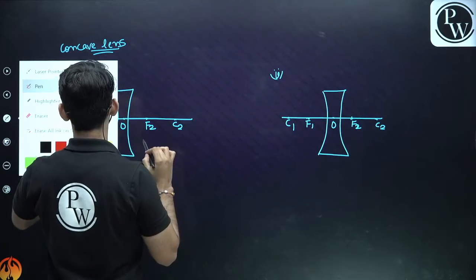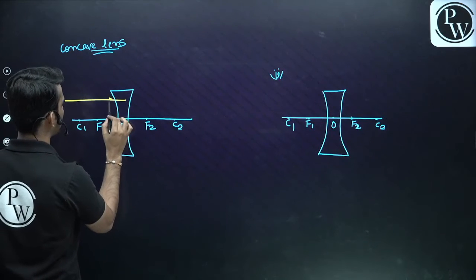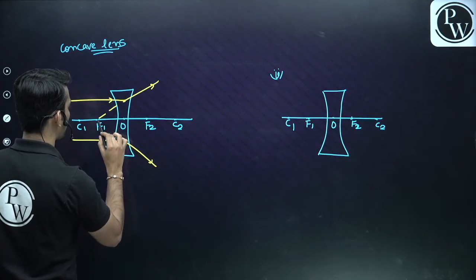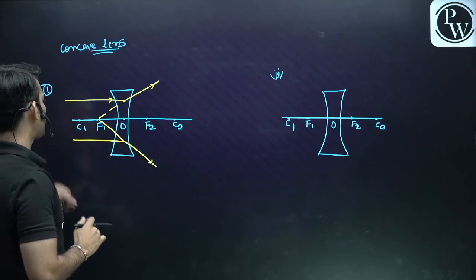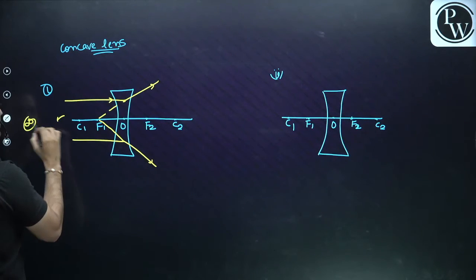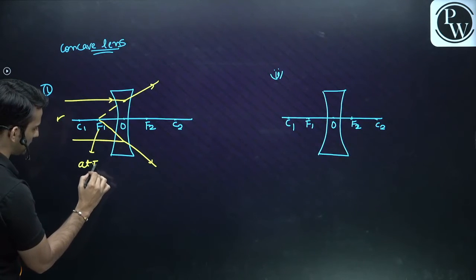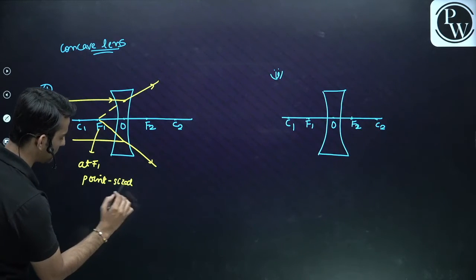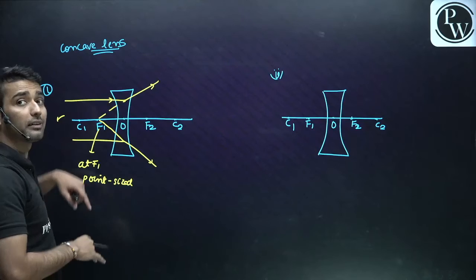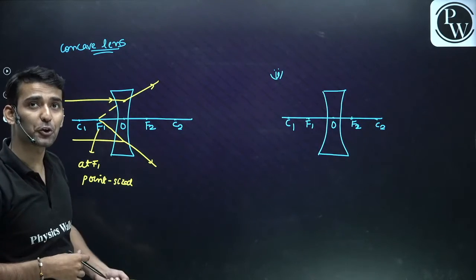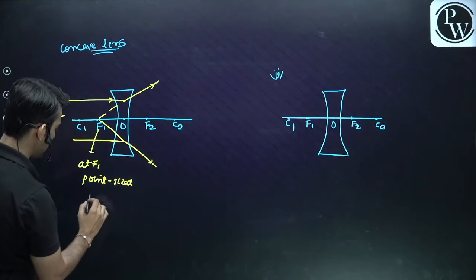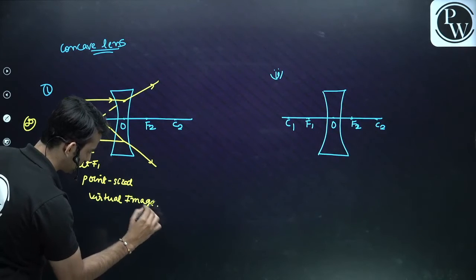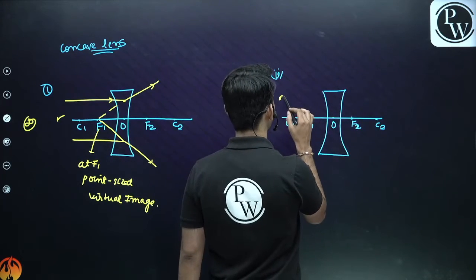So guys, in this case, if you place the object at infinity, it acts as a diverging lens, as I had told you. So the rays appear to come from focus. So here guys, object at infinity, image at F1. And what is the size? Point size. The image is point size. And what about the nature? The rays won't meet in actual, they appear to meet. So that's why it is a virtual image. Clear?